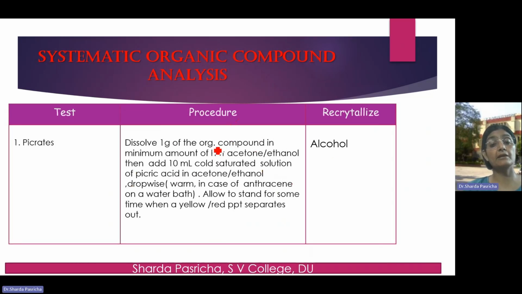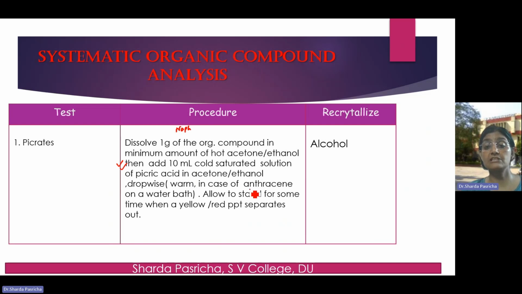The second is the picrate. So if you have something like naphthalene, anthracene, nuclear hydrocarbons, in those cases, it is very easy to prepare these crystalline picrates. You will take 1 gram of your organic compound in a dry china dish, dissolve it in minimum amount of hot acetone or ethanol, and then you add 10 ml of cold saturated solution of picric acid in acetone or ethanol, dropwise, with stirring.